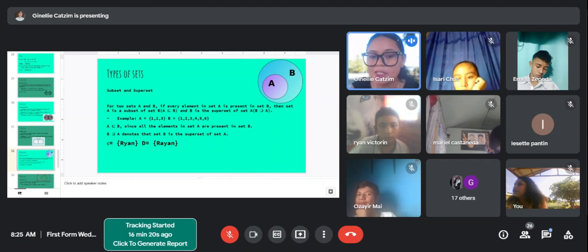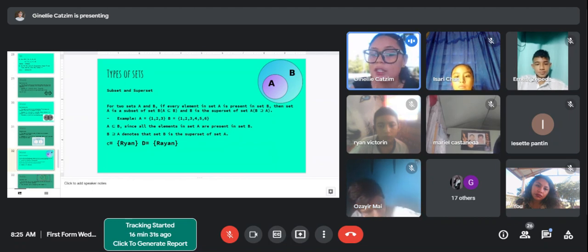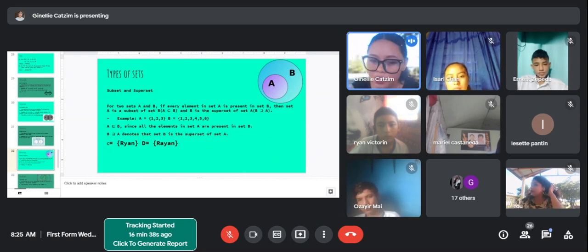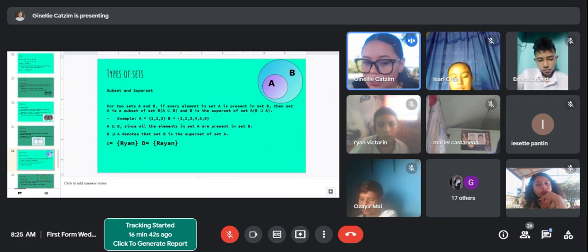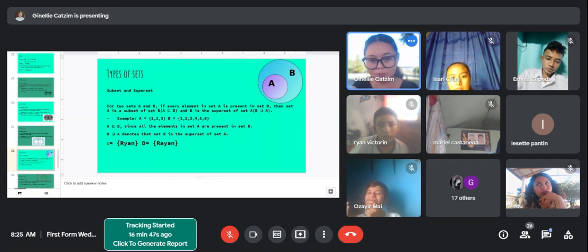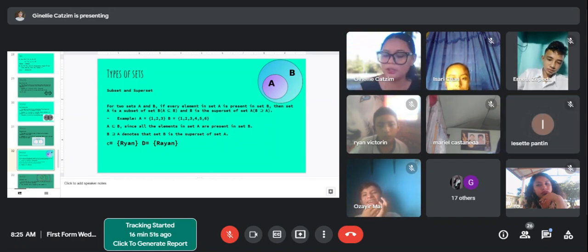Since all the elements in set C are present in set D, those are called subsets, right? C is the subset of D since all its elements are present in set D. Now, because of that, we call D the superset, right? Because C is a subset of D, we call D the superset. Okay, good.